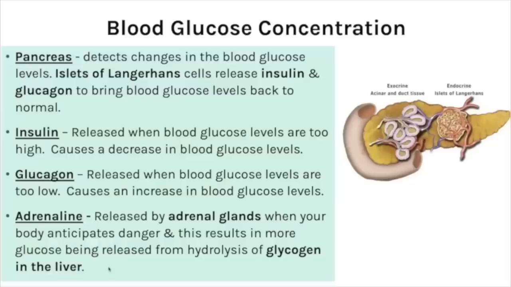Adrenaline, which is released by the adrenal glands, which are found just above the kidneys, is released when your body anticipates danger, and this results in more glucose being released from the hydrolysis of glycogen in the liver.